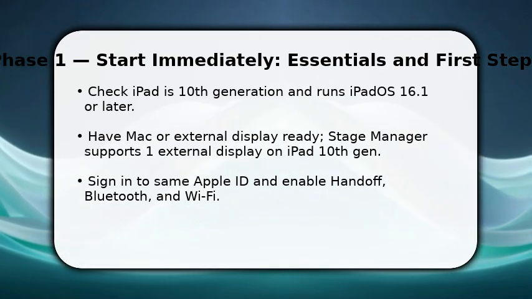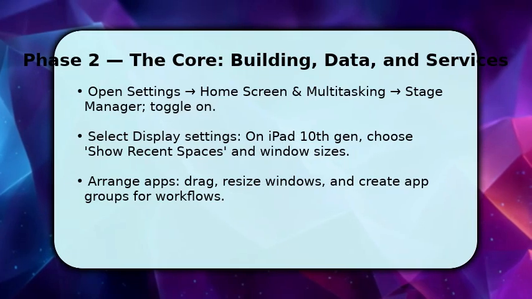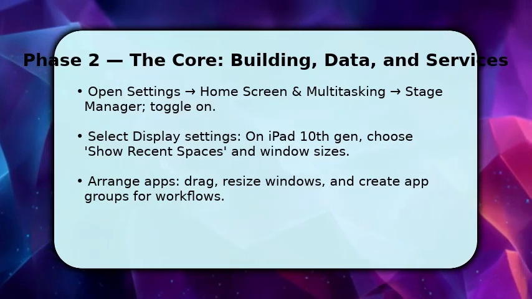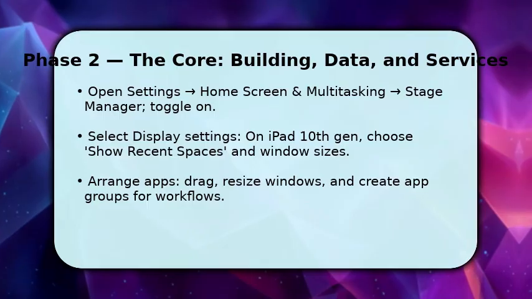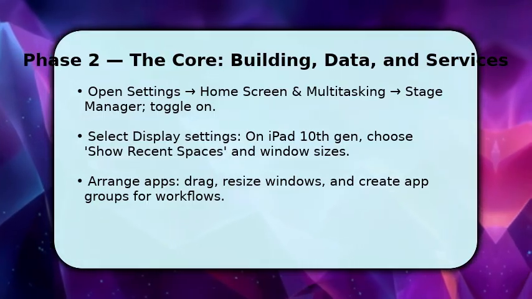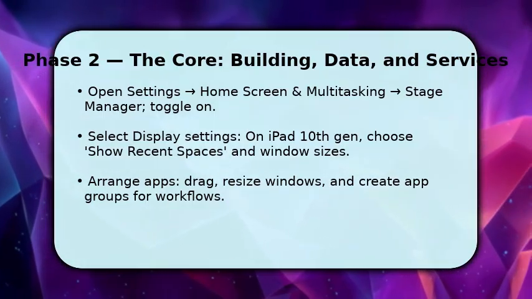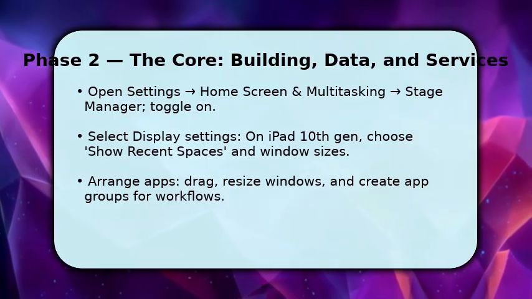You now enable Stage Manager directly. Go to Settings, Home Screen and Multitasking, and toggle Stage Manager on. Next, configure display options, select whether recent spaces appear and choose your preferred window sizing. This setting affects how apps snap and scale.